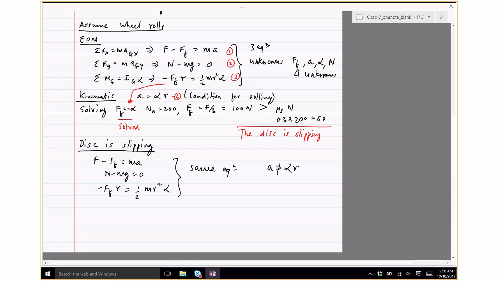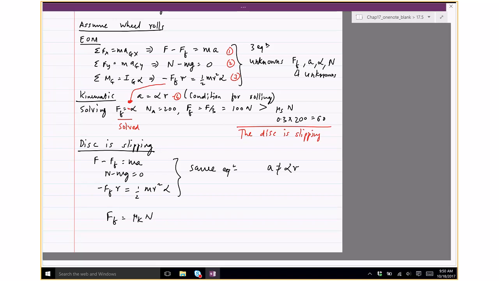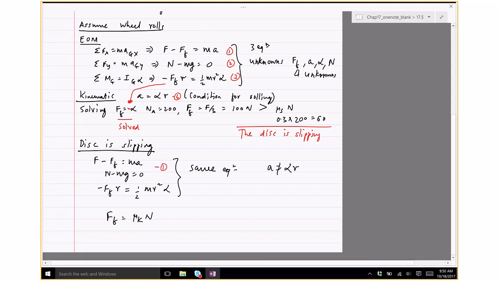The way you solve this is, again, you have three equations and four unknowns. So you need to generate the fourth equation. Remember that previously the fourth equation came from this, and we do not have that. So the fourth equation actually comes from the friction condition. Ff is equal to mu_k times N. So that is your fourth equation. Give me like 30 seconds, I'm done. 2, 3, 4. 4 equations and 4 unknowns.